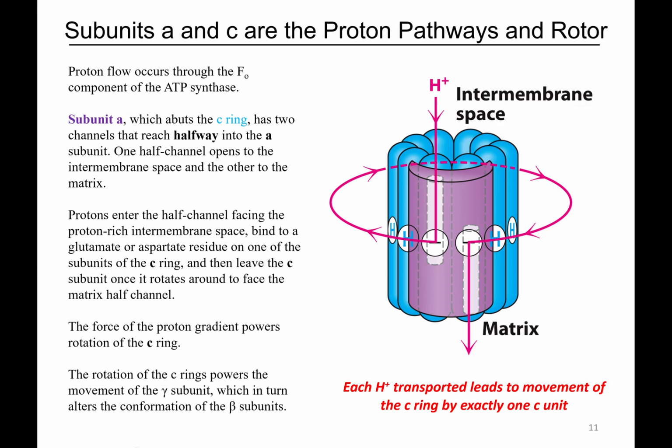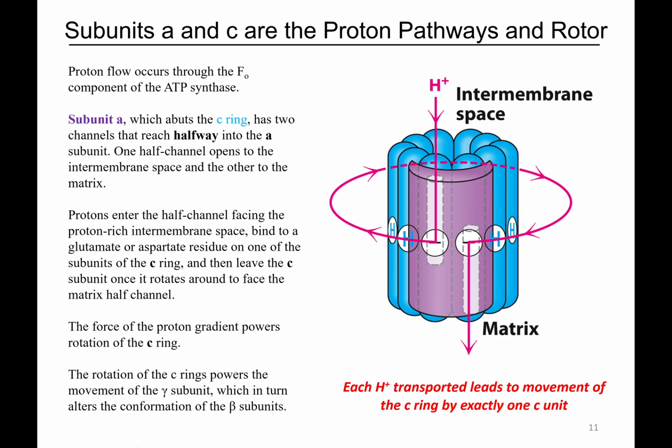Okay? So the way this works is, since there's a higher concentration of protons in the inner membrane space, those protons diffuse through the matrix exposed channel into the aspartic acid, and it binds there. And when it binds, it causes a rotation of this C subunit. And the rotation is by exactly 1 subunit, right?